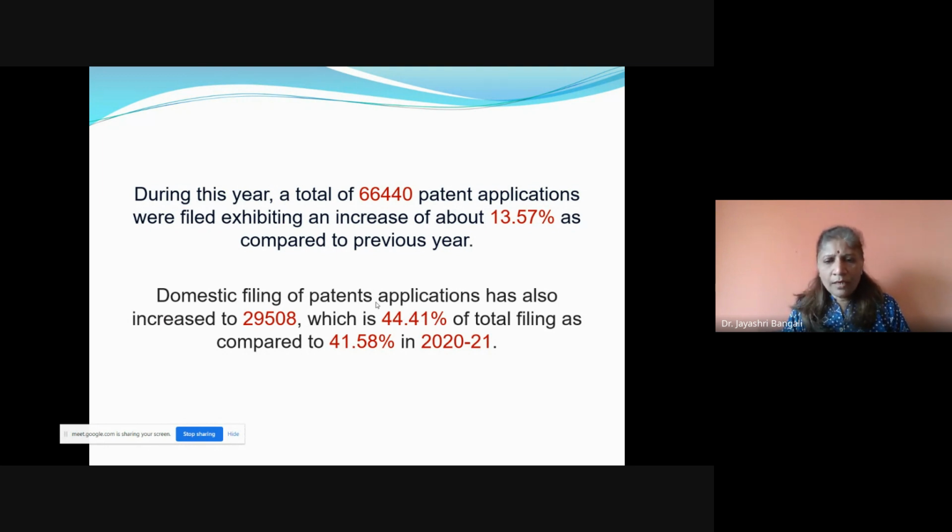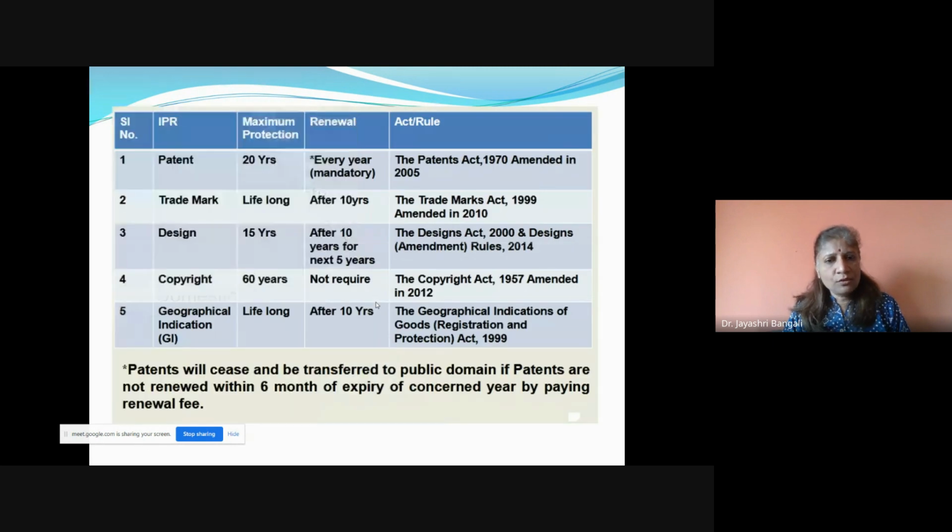So now people have understood the importance of filing patents, and awareness has spread about filing patents, copyright, and other IP also. The government is also taking initiatives regarding this, and they have made many more amendments in the act also. So it's a very good thing for our country.